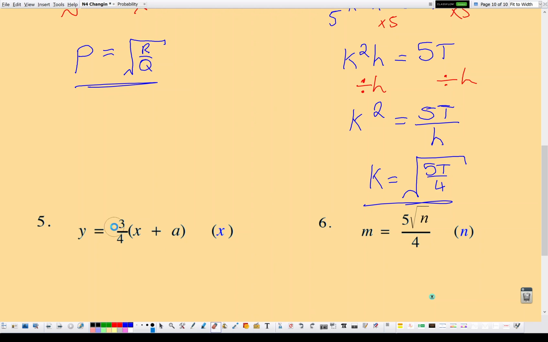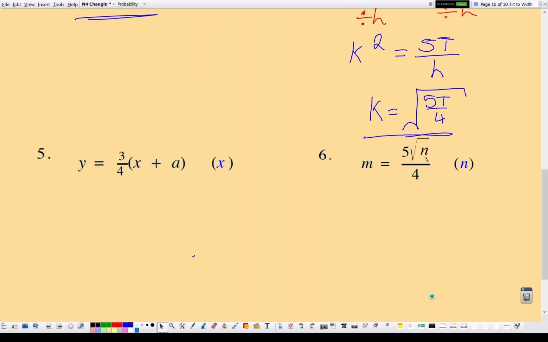If you have any questions about any of these guys, please ask as I'm going along. You can use the hand up function or something. But I think they should be okay, those ones so far. So let's try 5 and 6.